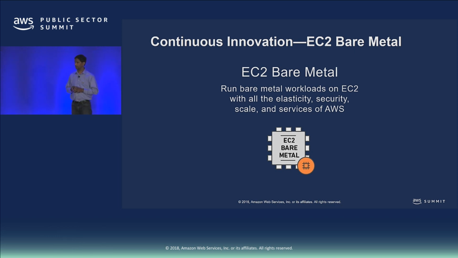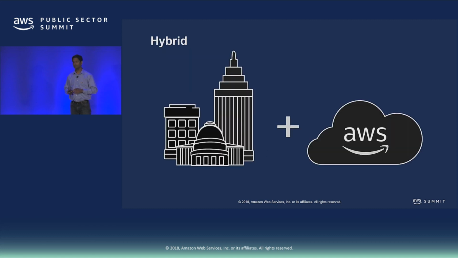If you have specific requirements to run on bare metal, your application stack, you can absolutely do that on EC2 bare metal. But the most important implementation has been targeted for hybrid workloads. A lot of the customers I've interacted with have some form of virtualization already on-prem. Most likely it is VMware or some other similar technology.